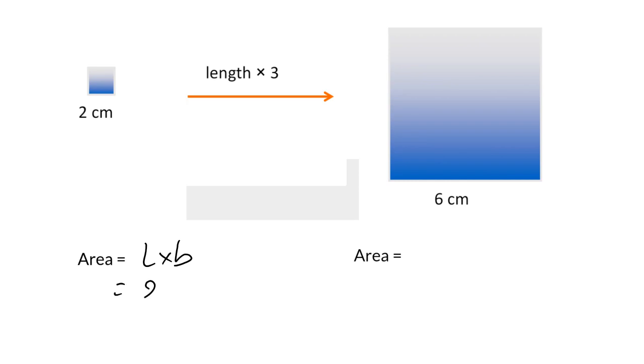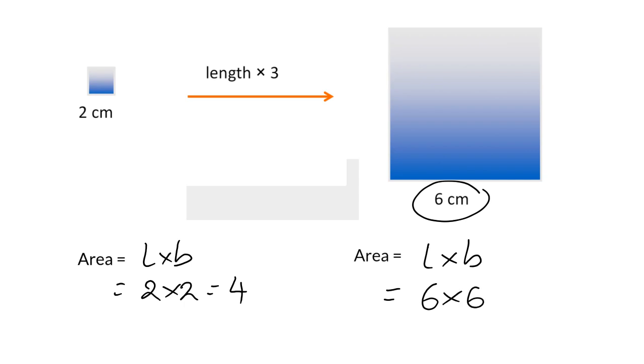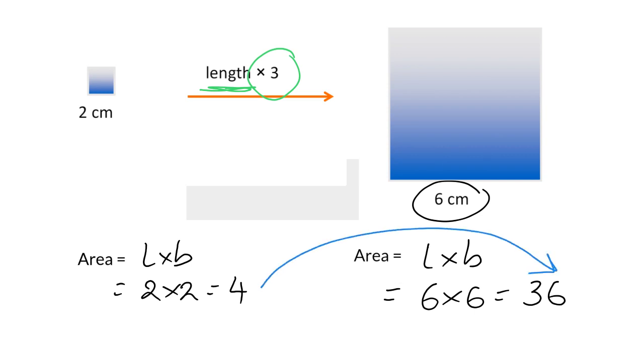In this case, it's 2 times 2, and that would be 4. Okay, in this case now, we've got length times breadth, or length times length. It's 6 times 6, and that is an increase to 36. So what happens when we have increased by a scale factor of 3, we've increased the length, and the scale factor is 3? What's actually happened is we've increased the area by a scale factor of 9.